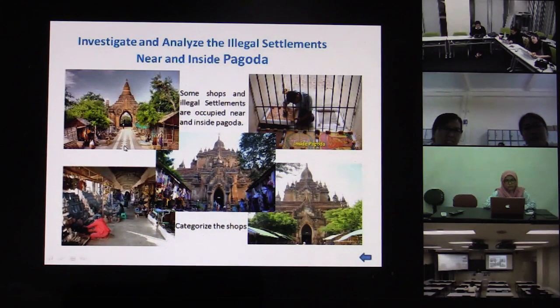Some are clothes shops, some are selling food, and some are souvenir shops. So we categorize the shops and count how many illegal settlements and illegal shops there are near the pagoda and inside the pagoda. And then we can comment that these shops should be moved to some replacement shop places, and we can advise on this.